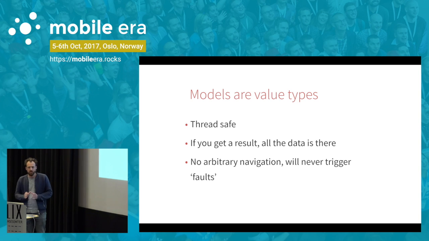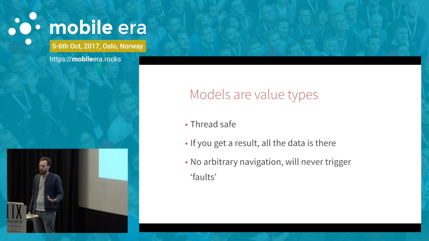So I've already mentioned some things about the architecture. Some other things I want to mention is the models you get are value types, they're structs. So you get the benefits of using value types. They're thread safe. You can be sure that there's no action at a distance. There are no modifications made to the data without you knowing about it. If you get a result, you know that the data is all there.